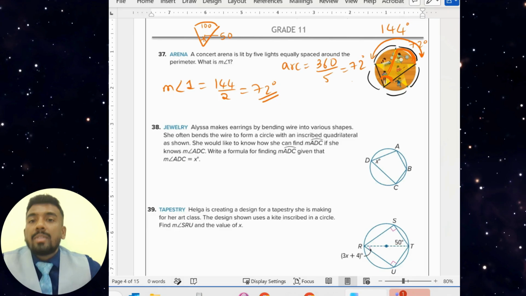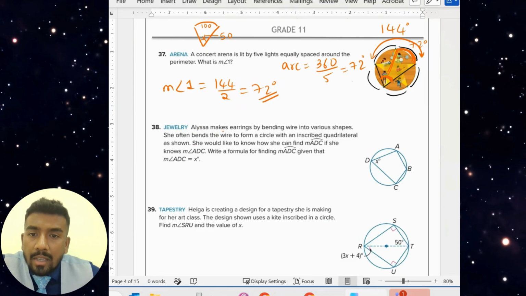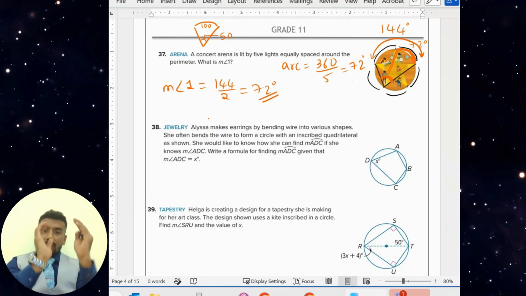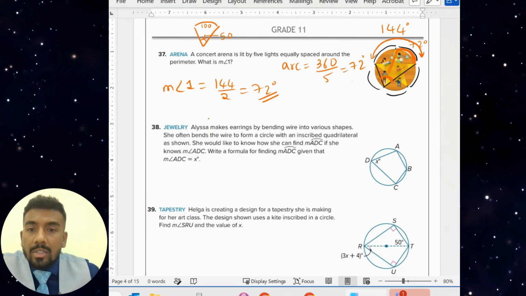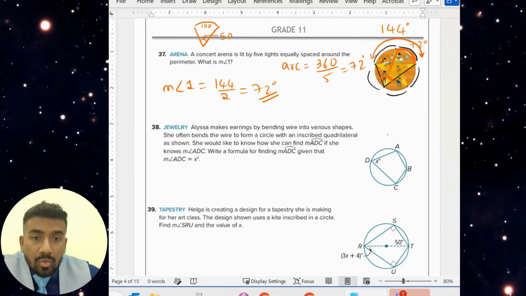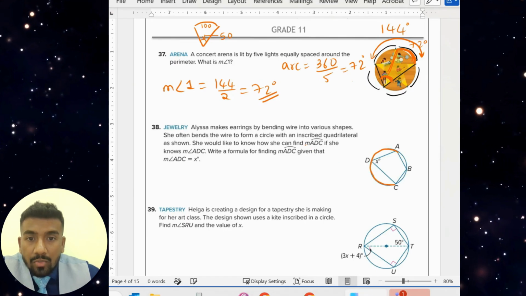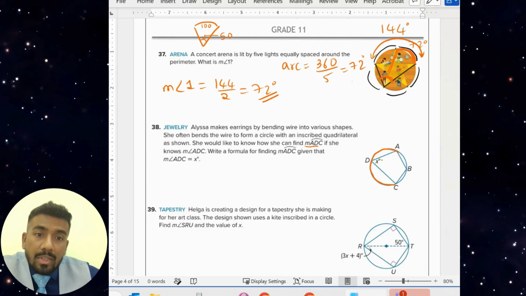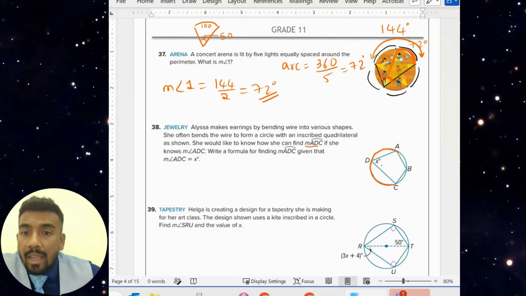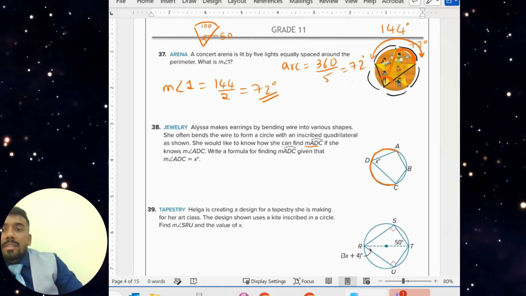So in this you learn this concept. Let's go to another one. Here, Alyasa makes earnings by bending wire into various shapes. She often bends the wire to form a circle with an inscribed quadrilateral. She would like to know how she can find the measure of angle ADC. So she wants to find ADC. Write the formula to find the measure of angle ADC given that this is X.